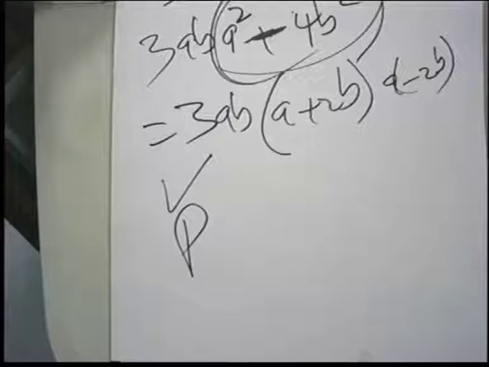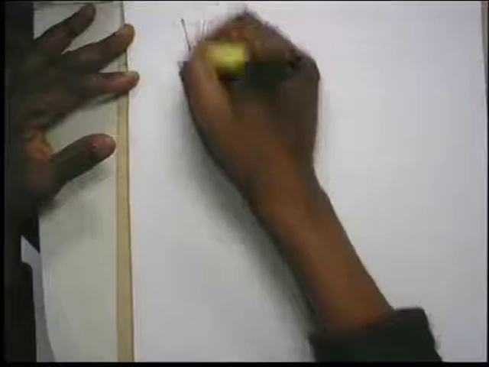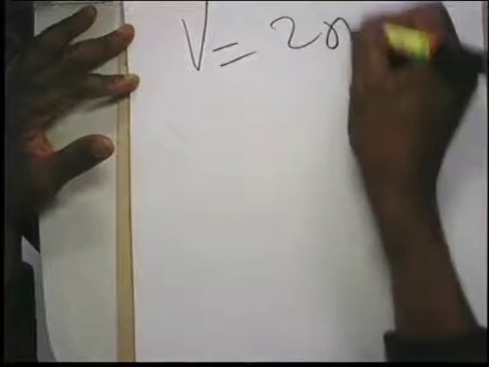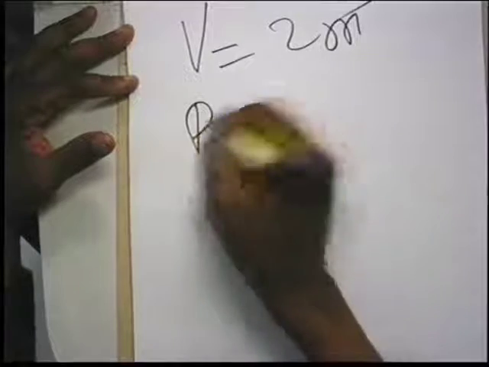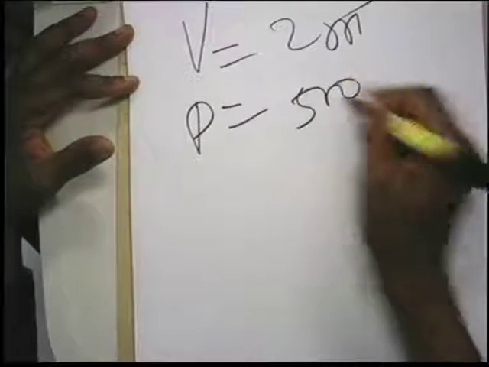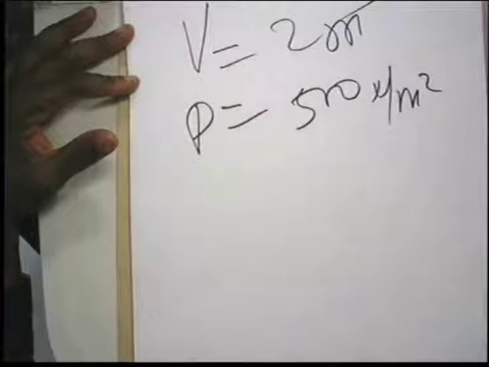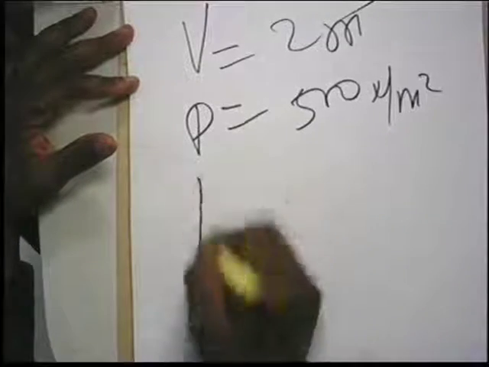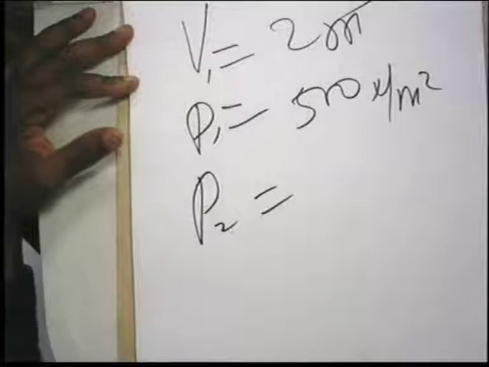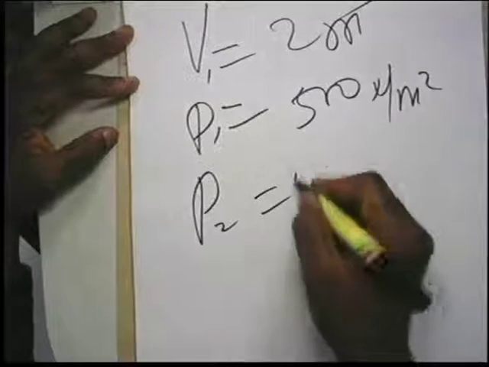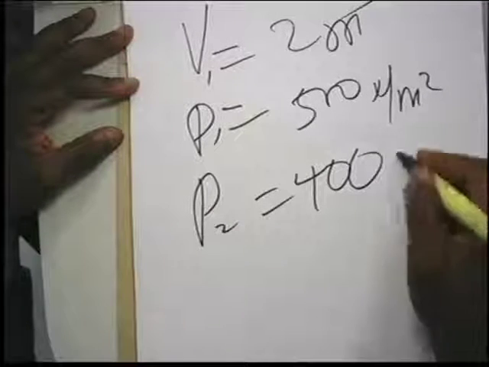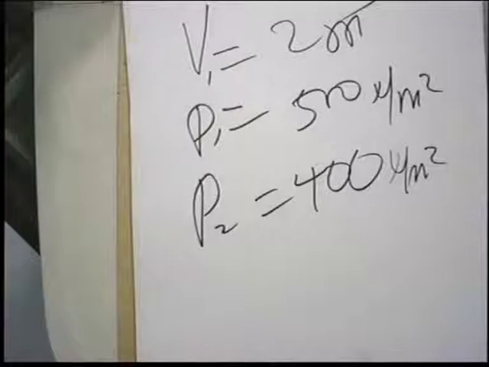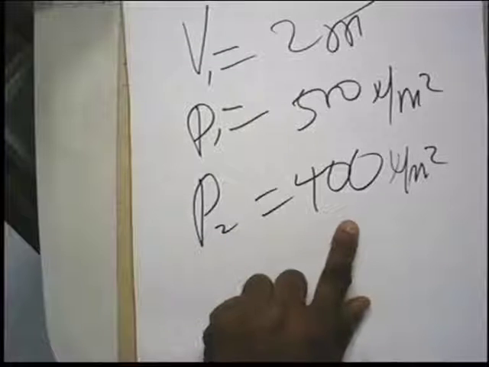But this one came as inversely proportional to, but there are some that will come in form of directly proportional to. Let us look at what I'm trying to say here. V equals 2 meter cube, P equals 500 newton meter cube. Then the question now says P, okay, let's say P1, V1, P2 equals 400. So the question now says, find the volume V when P is 400.